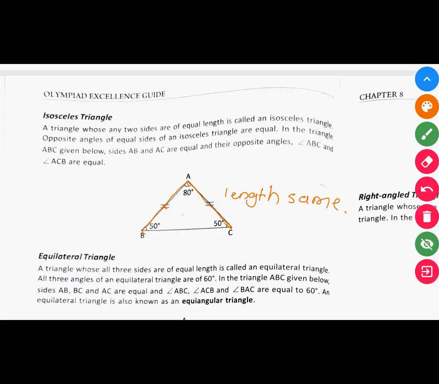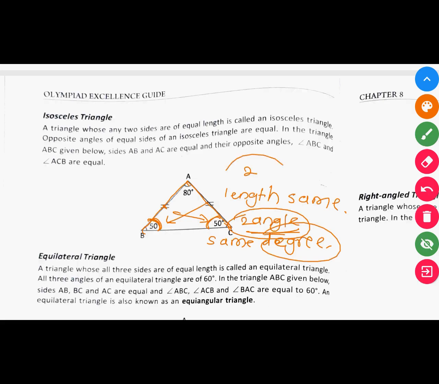So therefore, the opposite angle of this side and the opposite angle of this side are also of the same degree. Means here two lengths and two angles are of the same measurement. Therefore, it is known as isosceles. Iso means two. So two sides are equal, two opposite angles are equal. That's why isosceles. Scalene is not equal in anything.